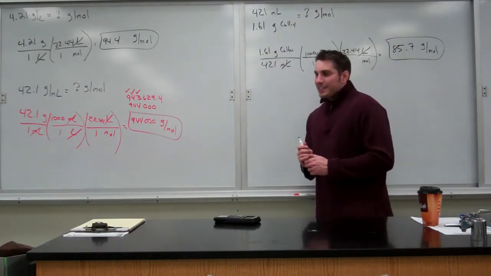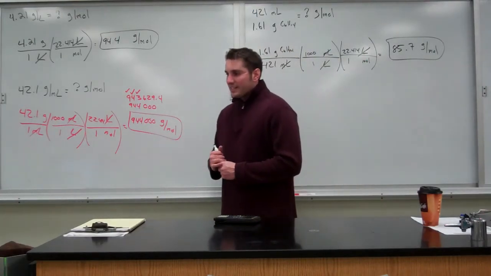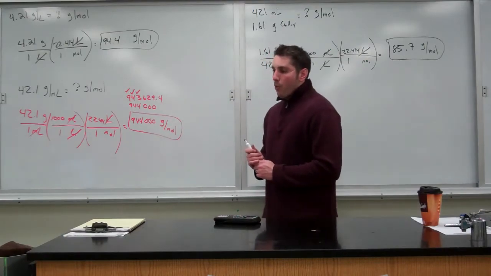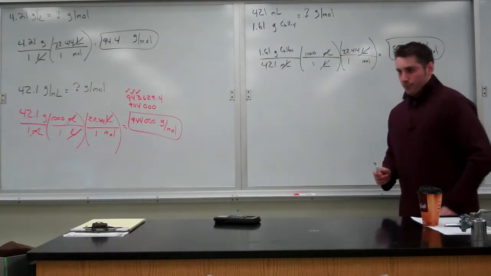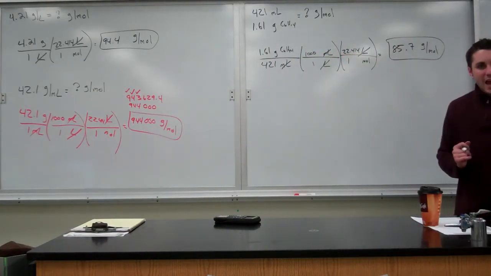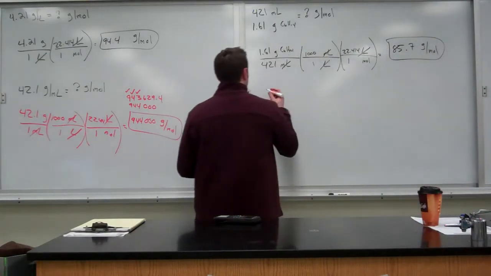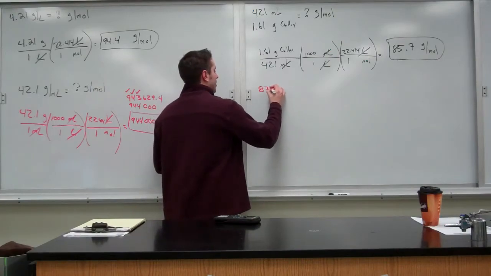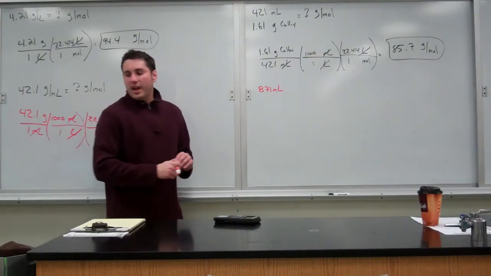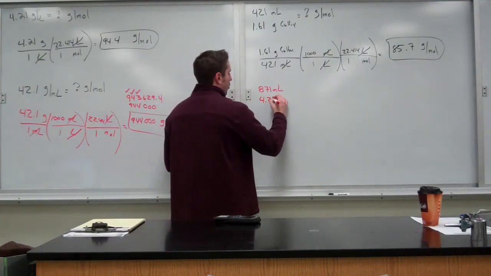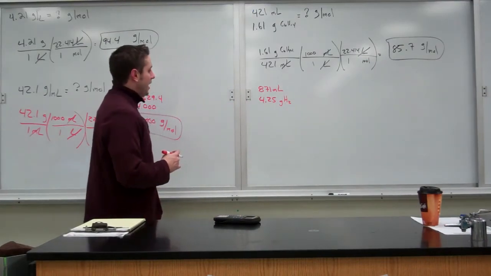Number 7 says, if 871 milliliters of hydrogen gas has a mass of 4.25 grams, what is its molar volume? Try to attack this problem the same way as the others. List what you know. I know that I have 871 milliliters of hydrogen, and I know that it has a mass of 4.25 grams. Hydrogen is one of our Hoberfinkels, so it's an H2.